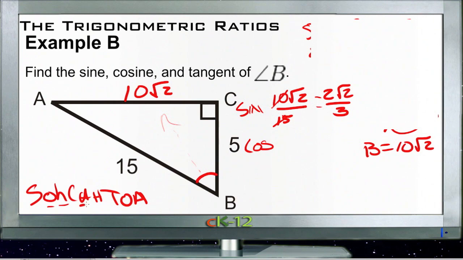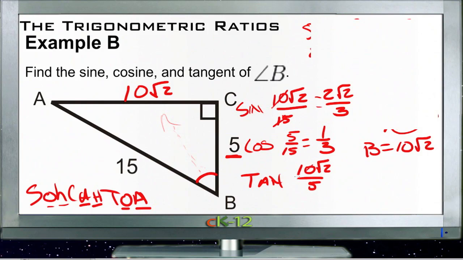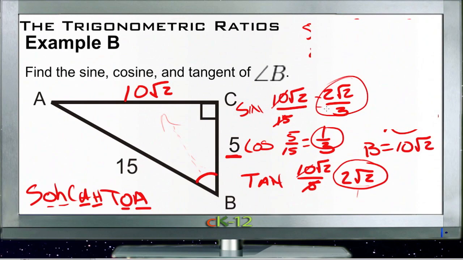Cosine is adjacent over hypotenuse, so the adjacent side is 5, and the hypotenuse is 15. Well, 5/15 reduces to 1/3. And then tangent. Tangent is opposite over adjacent, so we have the opposite side, our 10 roots of 2, divided by our adjacent side, which is 5. 10 roots of 2 over 5. 10 and 5 both divide by 5, so we get 2 roots of 2 over 1, if you like, or just 2 roots of 2. And that's it for that one.